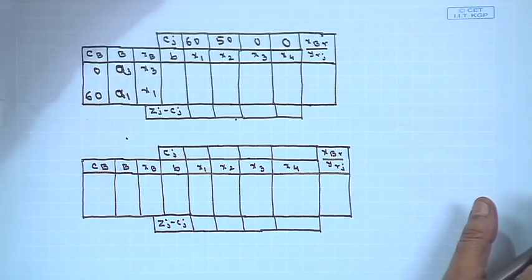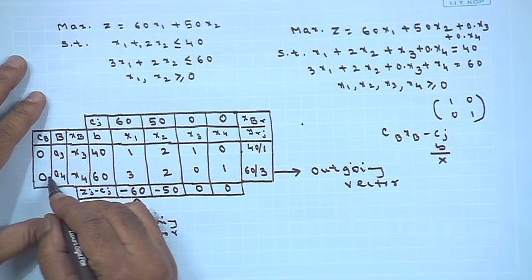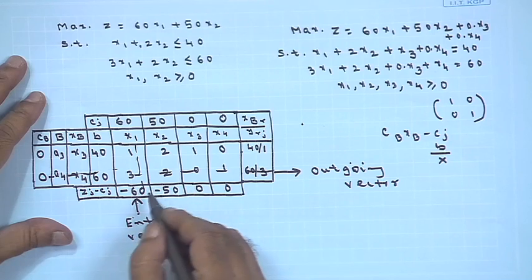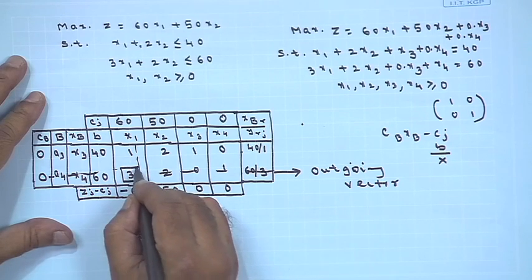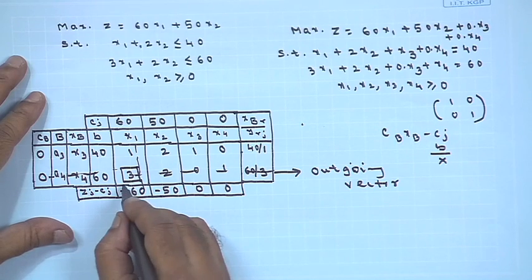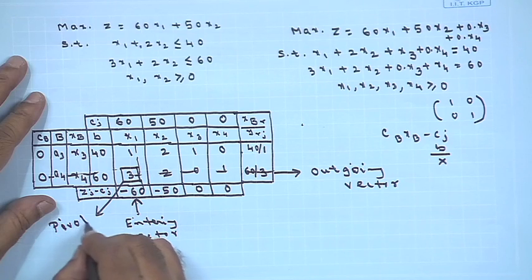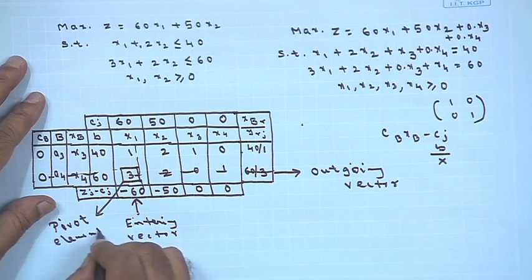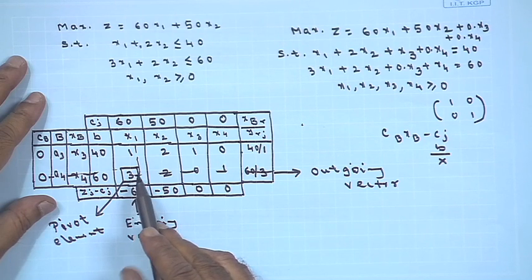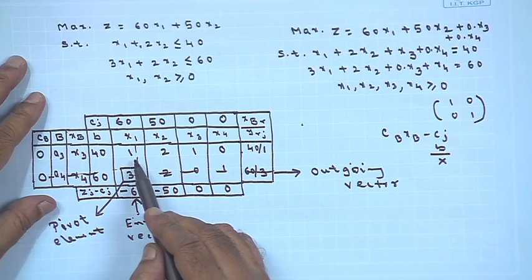Now, what I have to do: if you see this one, this is the departing variable, this is the entering variable. Wherever they meet, that point is known as the pivot element. This point we call the pivot element. So, what I have to do in the next table is make this pivot element 1, and in all other elements of this first column, I have to make 0.